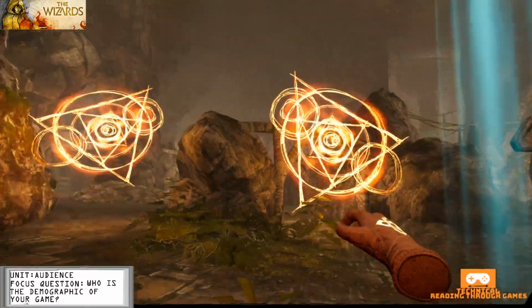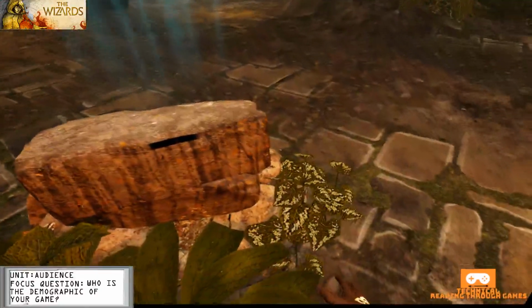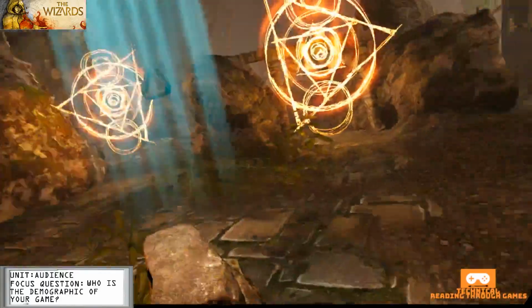All right, so looks like we're in the Wizards, and none of you have played this before, so this is going to be an interesting learning curve.